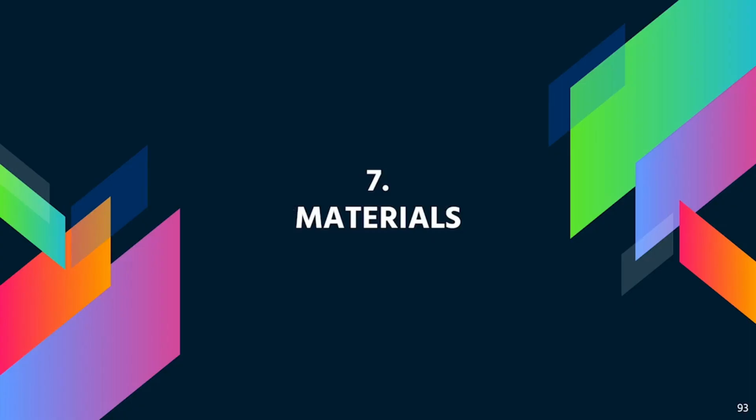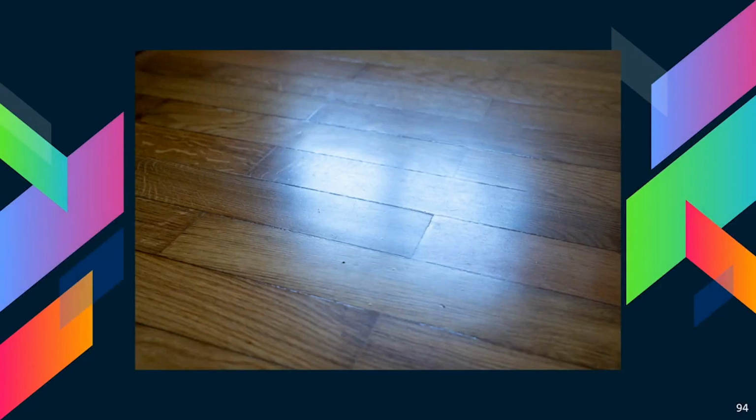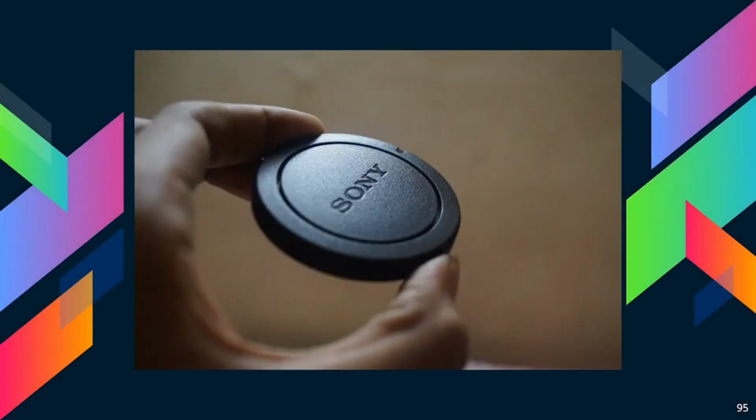My tip number 7, materials. The best way to know how to create good materials is to observe what's around you. Check how much reflection a wooden panel has in comparison to a plastic surface. To make realistic materials, you need 3 things.